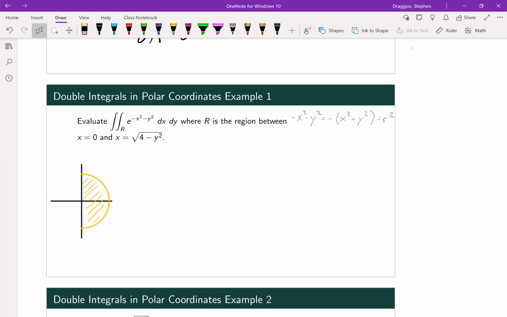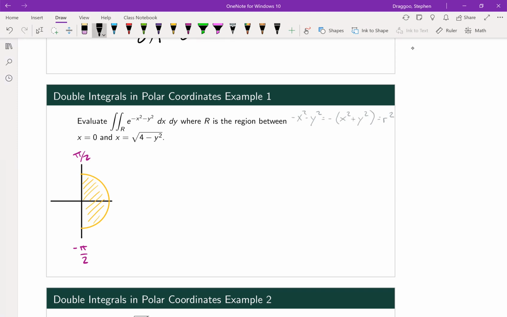We'll also need to get our theta boundaries, since if we know that that's a half circle of radius 2, r should bounce between 0 and 2, but our theta needs to go between straight down and straight up, which if we're going in standard position, straight down would be an angle of negative pi over 2 or 3 pi over 2, but we're going to use negative pi over 2 so that we can have a continuous region. And straight up is an angle of pi over 2.